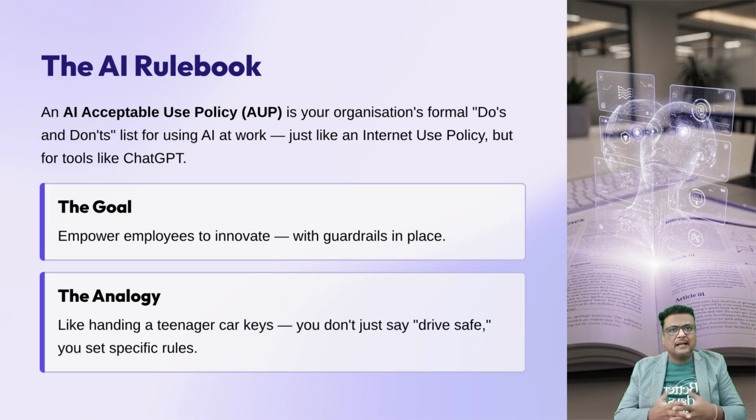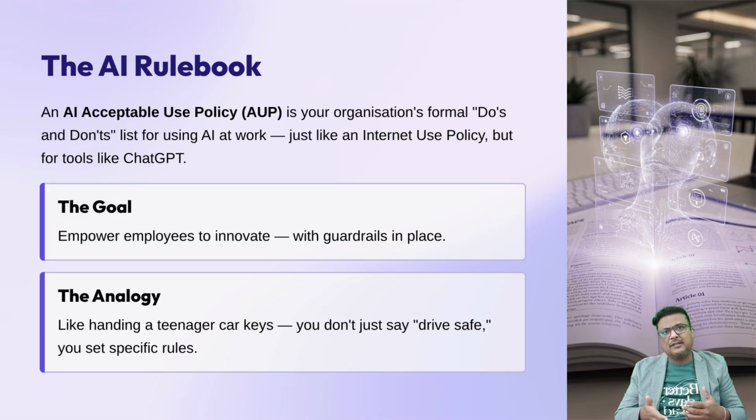Toolkit, the AI Acceptable Use Policy or AUP. In professional terms, an AI Acceptable Use Policy is a formal set of rules and guidelines established by an organization to outline the permitted and prohibited ways employees and contractors can interact with AI technologies. In simple words, it is the do's and don'ts list for using AI at work.